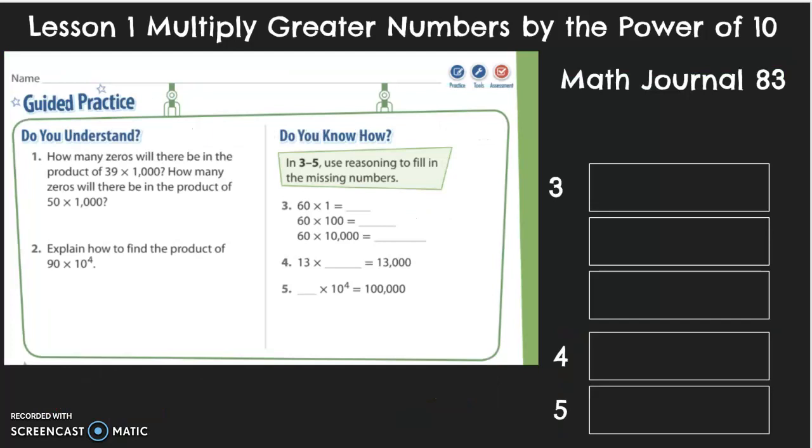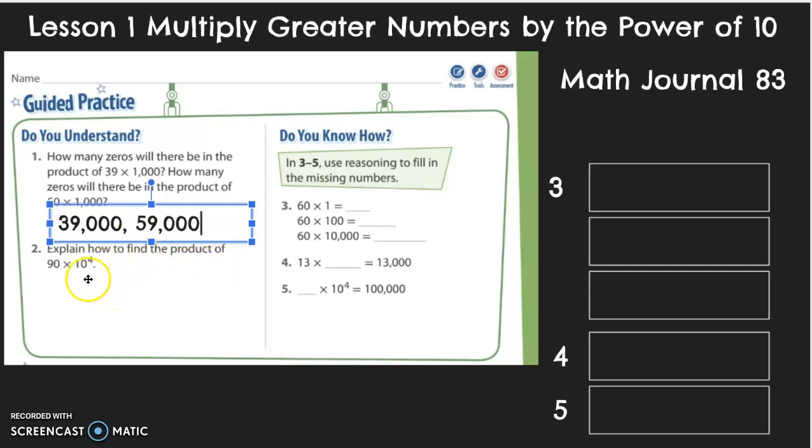Now we are at page 83 in the math journal, the guided practice. Did you understand? It says, how many zeros will there be in the product of 39 times 1,000? Hopefully you said 3, because there's 3 zeros in 1,000. So your answer would be 39,000. Okay, how many zeros will there be in the product of 59 times 1,000? And hopefully you said 3 zeros, because it's going to be 59,000.